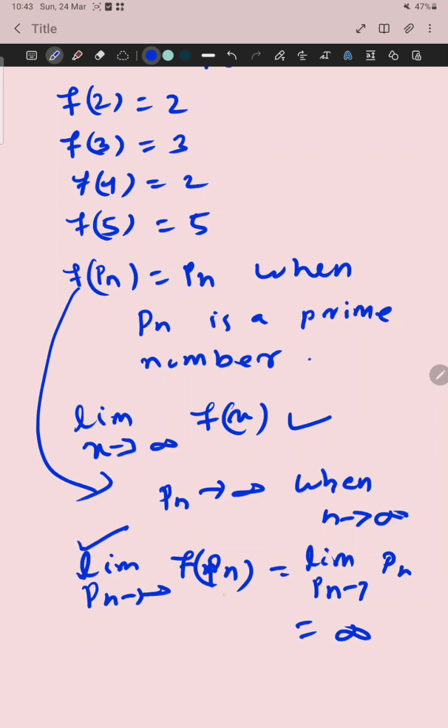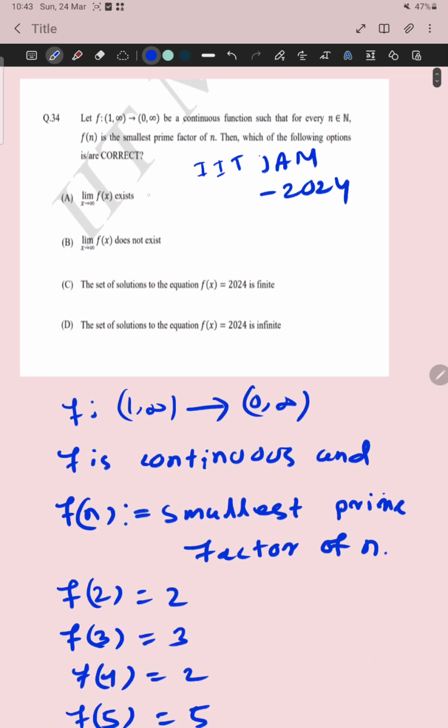If this sequential limit does not exist, then the continuous limit does not exist, so this limit does not exist, meaning option A is false and option B is true. Okay, let us verify option C and option D.